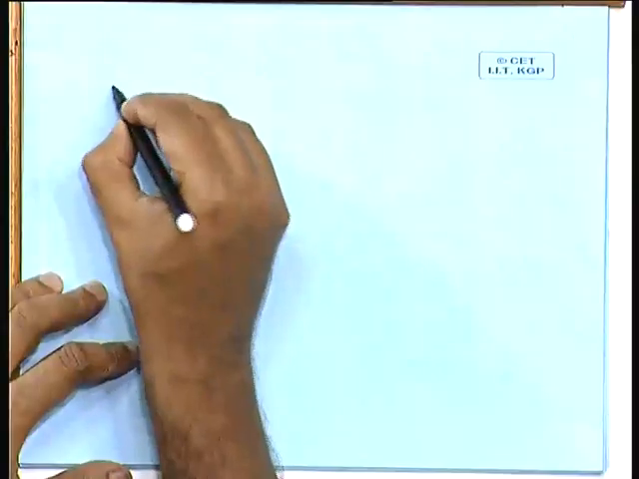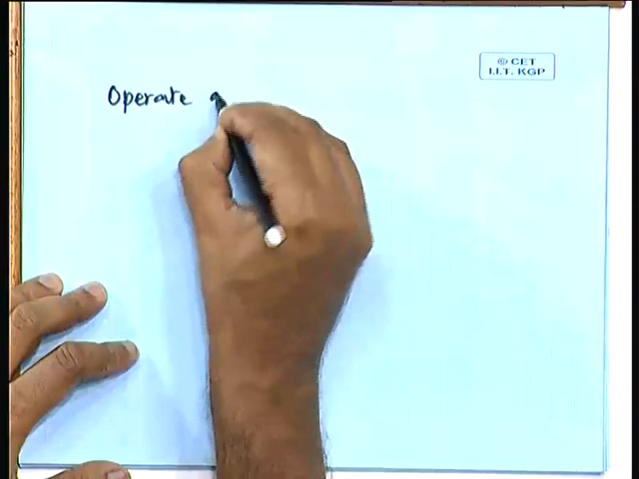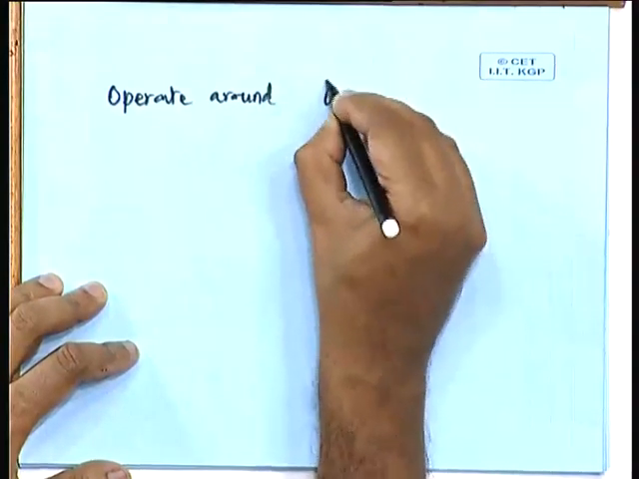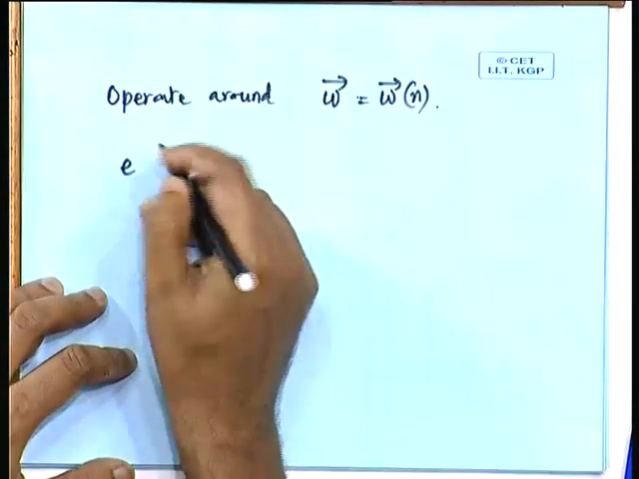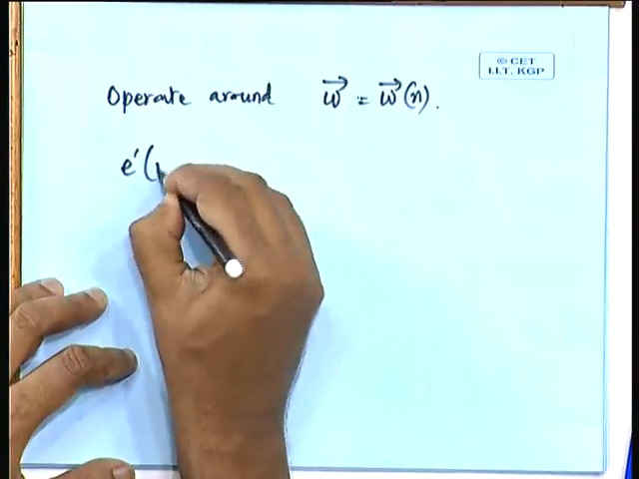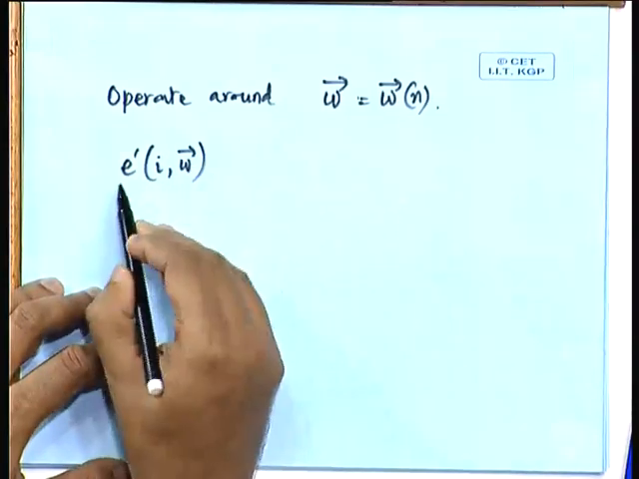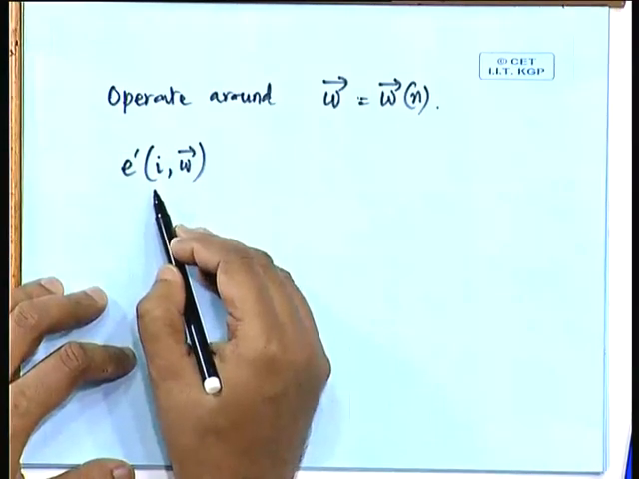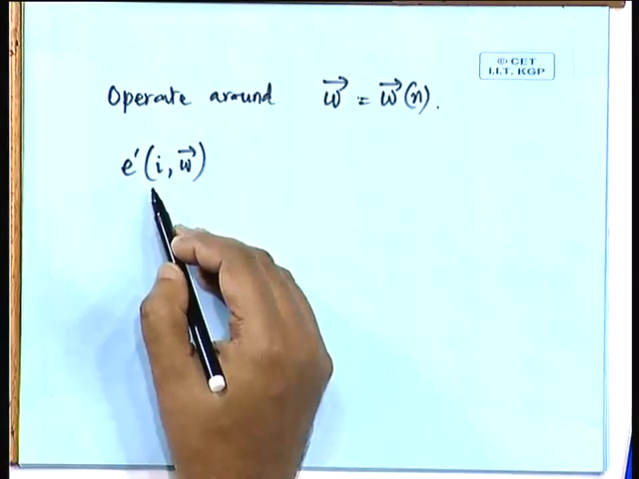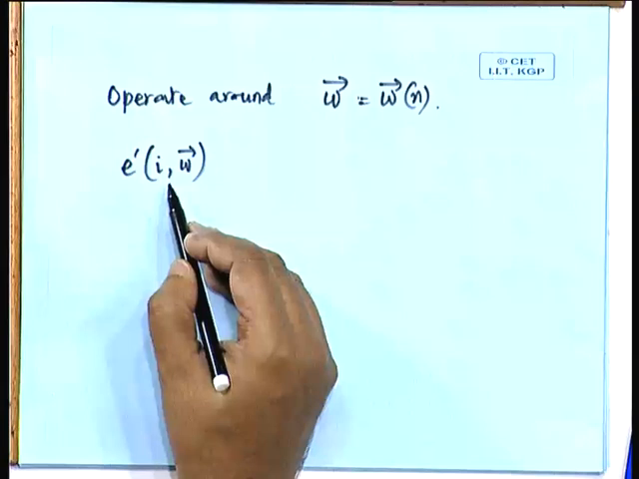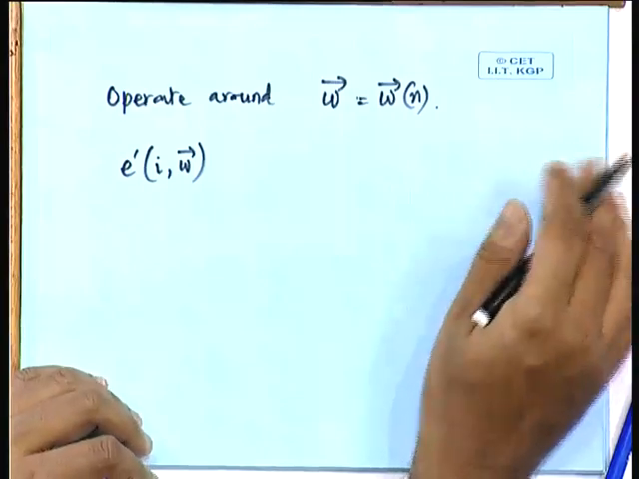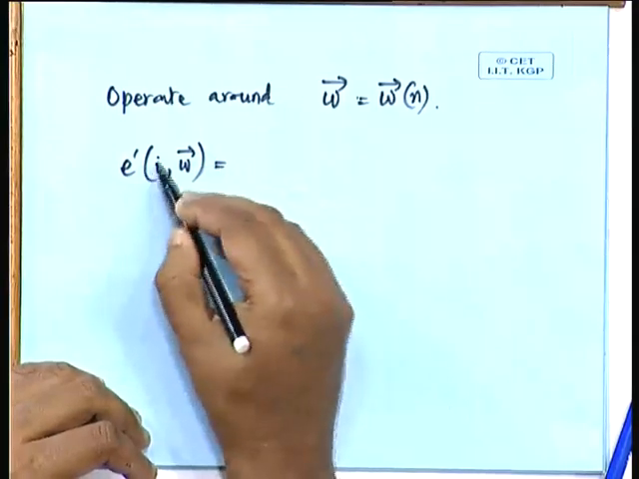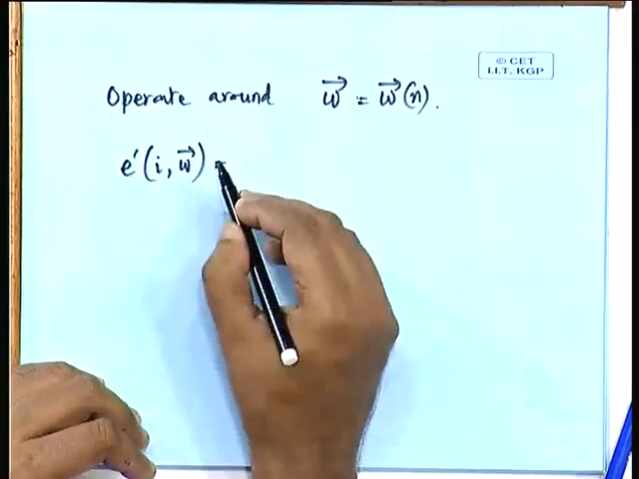All right. So, when we operate around the point W equal to Wn, the error term that we will have can be expressed as the updated error, e as a function of i and W. That is very clear, because the error will vary from observation to observation, and also the error will vary when you change the weights. So, the error is very much dependent upon the W vector. So, e prime is the updated error.